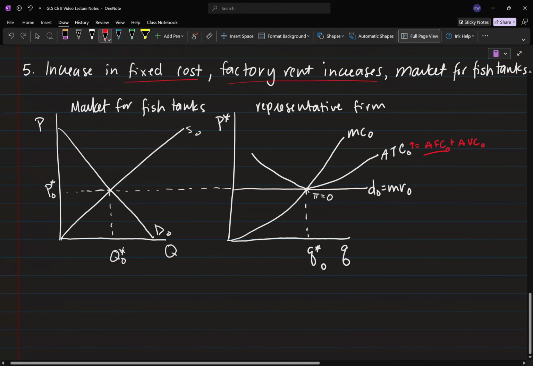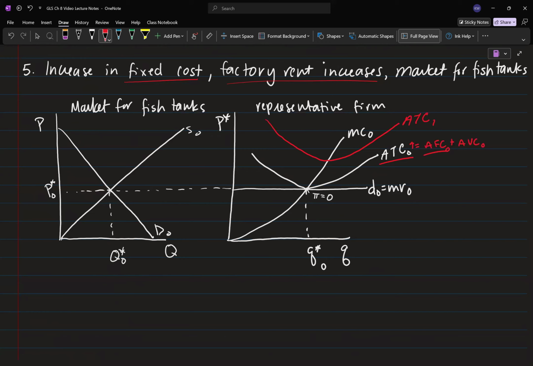Marginal costs, as we discussed in chapter 7, are independent of fixed costs, so marginal costs won't be impacted, and so neither will the supply curve, right? Remember, the supply curve is an aggregate marginal cost curve. So since fixed costs don't impact marginal costs, it's not going to impact the firm's supply curve. All right, so the only curve that's going to be changing is the average total cost curve, okay? So when we have our shock, our increase in factory rent, those fixed costs go up, we're going to see average total cost shift up, all right?